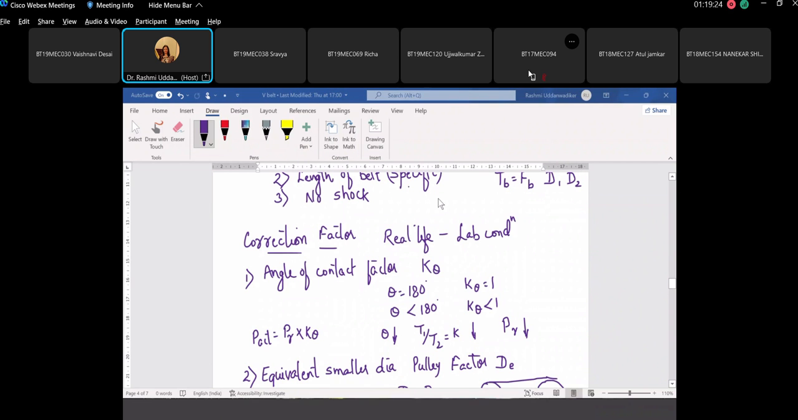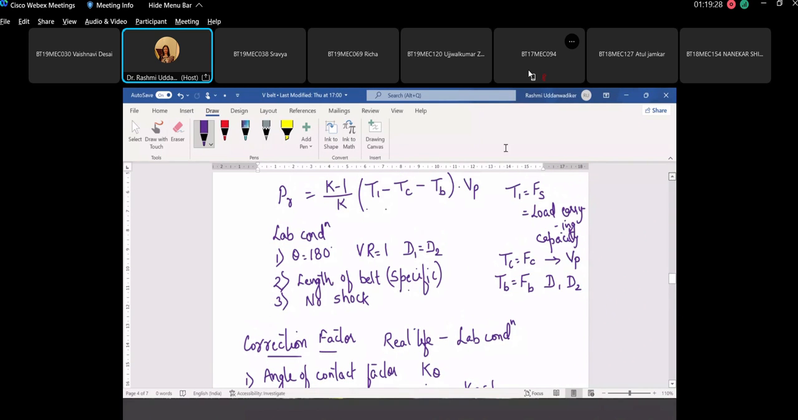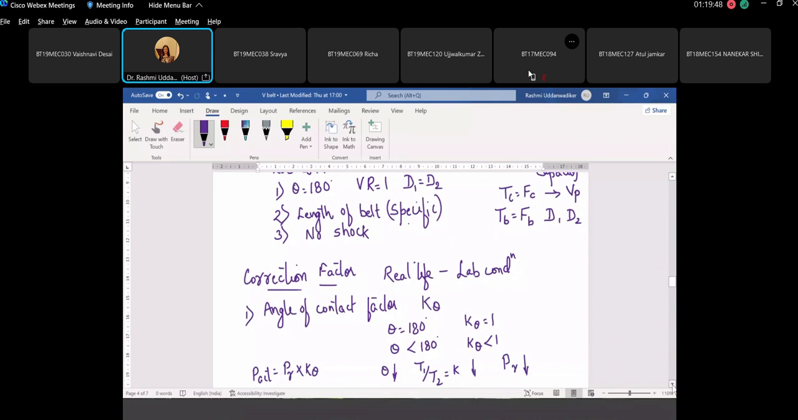Well, we know that this is the formula for power transmission capacity of a V belt drive, which is calculated by performing a lot of experimentation where the lab conditions were theta is 180 degrees, velocity ratio is 1, specific length of belt is considered and there were no shocks. The calculated values are given in the table. So we have referred to the table, and since real life conditions are different from lab conditions, we have to have some angle of contact correction factor.